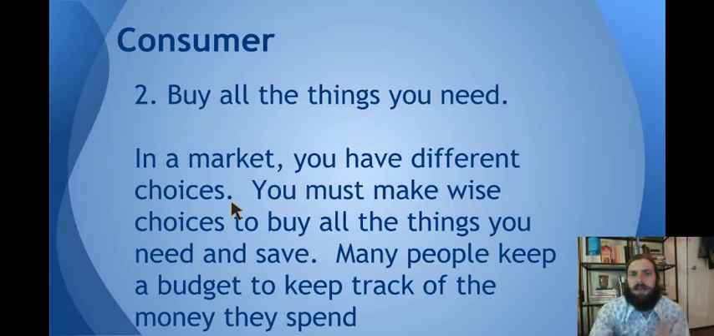Number two, they have to buy all the things that they need. All right. In a market, you have different choices. You must make wise choices to buy all the things you need and save some more than you need. All right. Many people keep a budget to keep track of the money they spend. All right. So a budget is a way of keeping track of how much money you're making and how much money you're saving. So you know when you're not saving enough and you're spending too much.